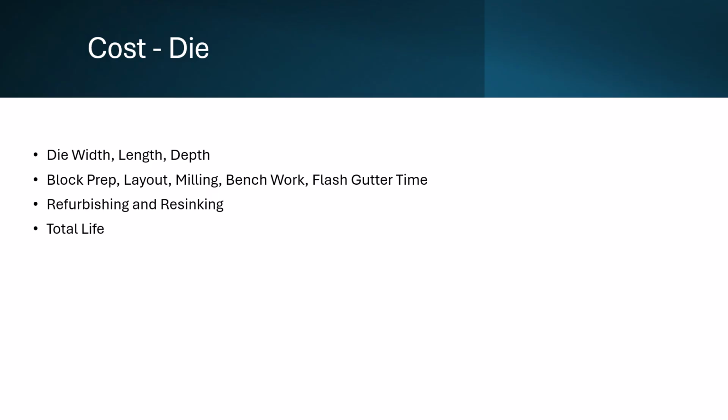If your production run is smaller than the die life, that's simple. If the run is greater than your die life, you have to factor in the cost of refurbishing and resinking dies, and eventually replacing the entire die when it can't be further repaired. Taking your cost estimate for your die and adding it to production cost and material cost, you have an initial estimate for your forging cost.